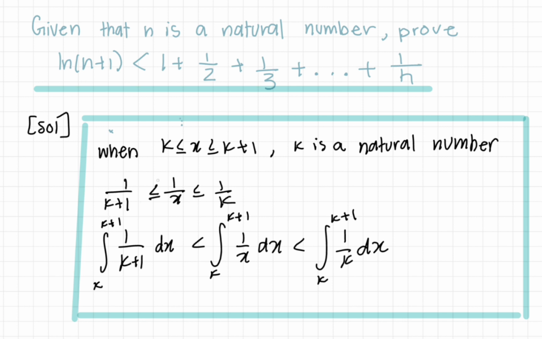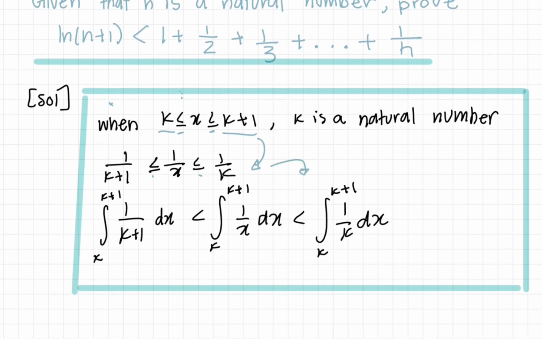1 over k plus 1 is less than or equal to 1 over x is less than or equal to 1 over k. Here, how they got from here to here, they simply swapped this and took the inverse of everything. So that's how we get the 1 over everything, and the equal to sign still holds true over here.